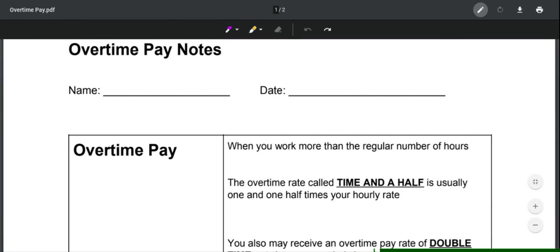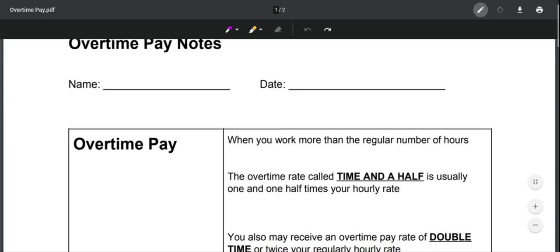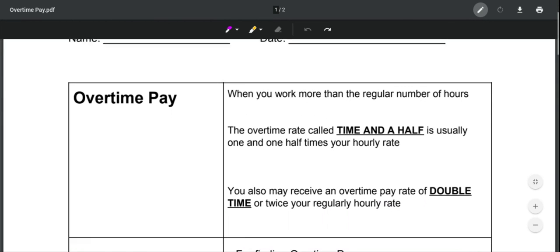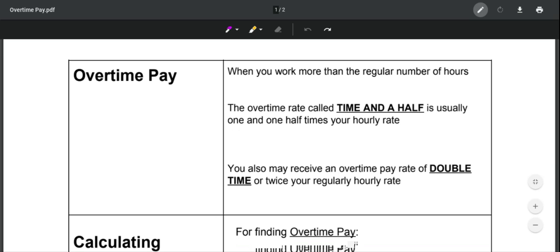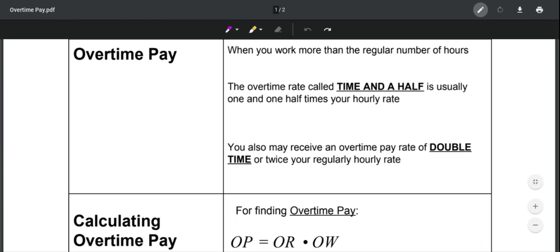So today we're going to be talking about overtime pay, and we'll just go ahead and get into it. Overtime pay is just when you work more than your regular hours, and most of the time overtime pay is either time and a half or double time. That just means you're getting time and a half.